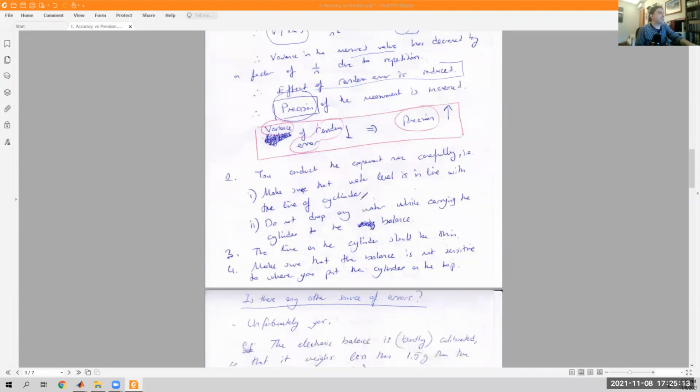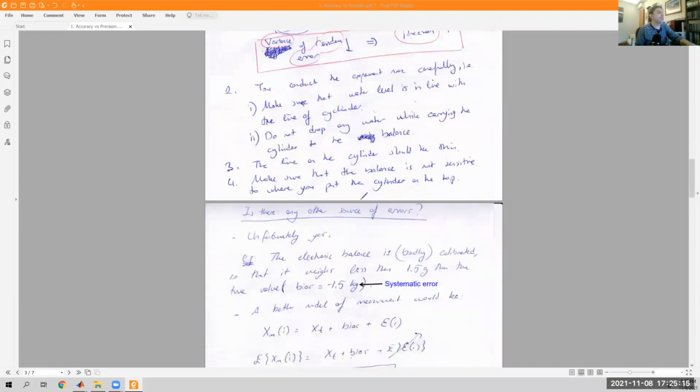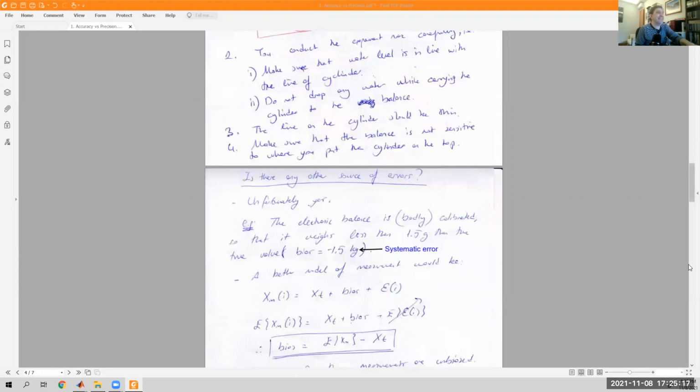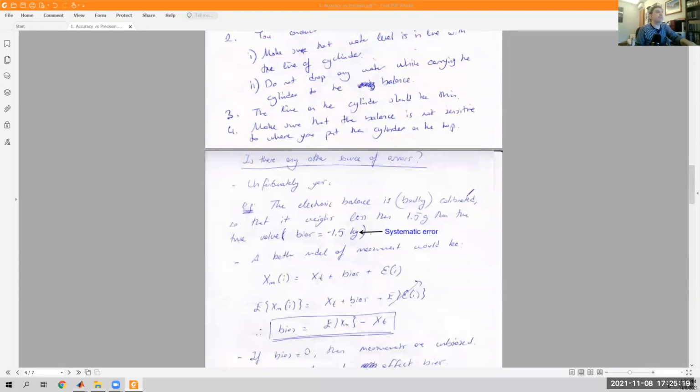Now comes the second error source. So the question is, is there any other source of error? Unfortunately, yes. And again, going from an example, let's say that the electronic balance is badly calibrated, so that it weighs 1.5 grams less than the true value. In this case, there's going to be a bias of minus 1.5 grams. I'm going to explain why this is so in a minute. And this is going to be called systematic error.